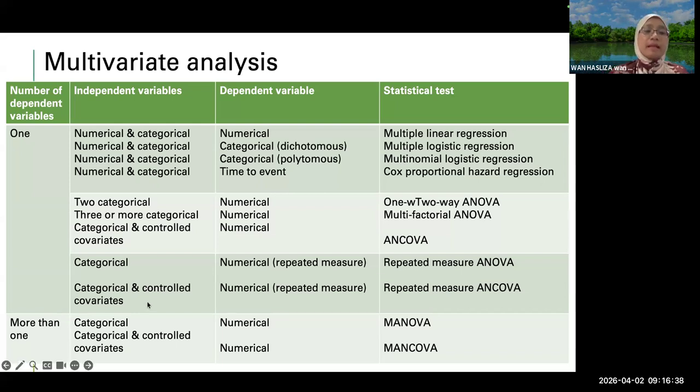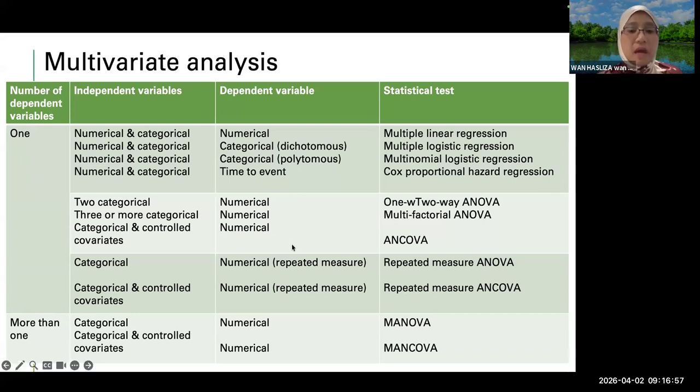And then for categorical, if you have another variable which you want to control because it will influence your data later on, and your outcome is numerical, we call that statistical test repeated measures ANCOVA.